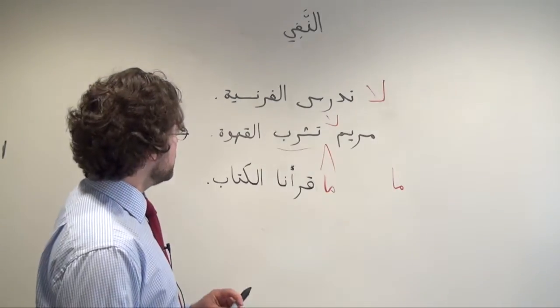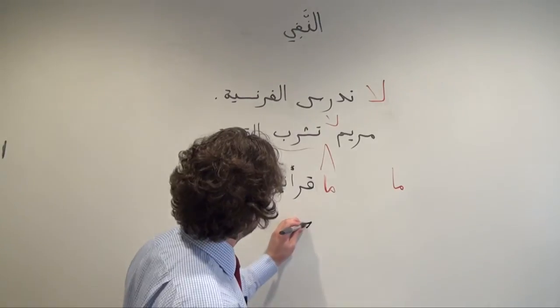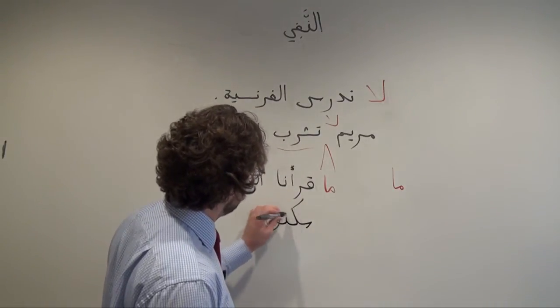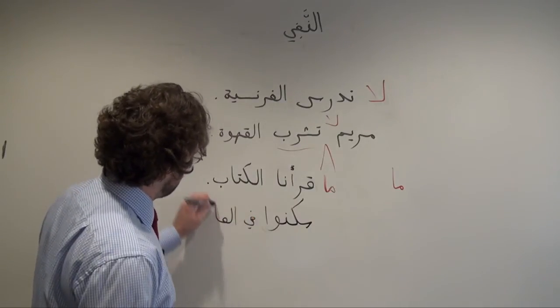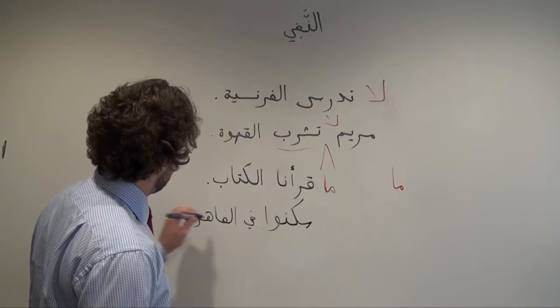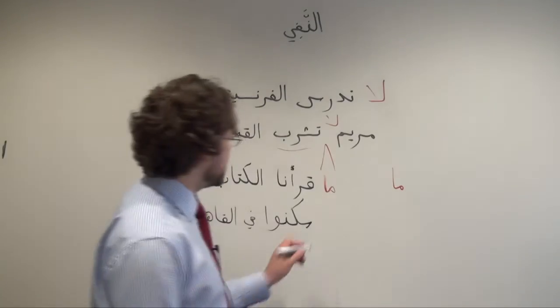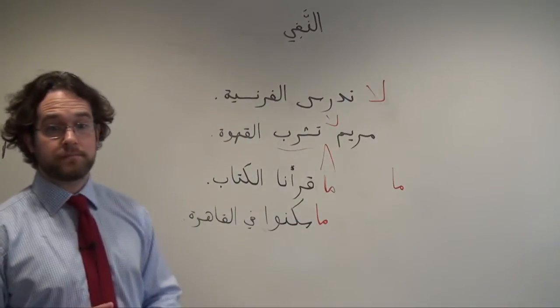Or they lived in Cairo. Say سكنوا في القاهرة. They lived in Cairo. All we need to do to negate it is put ma in the front.